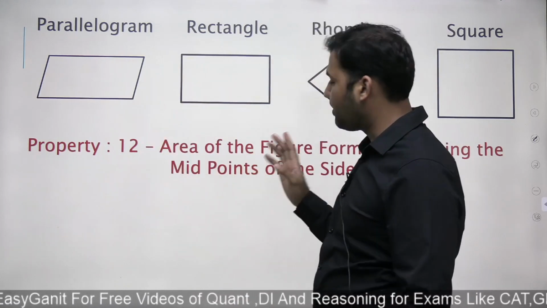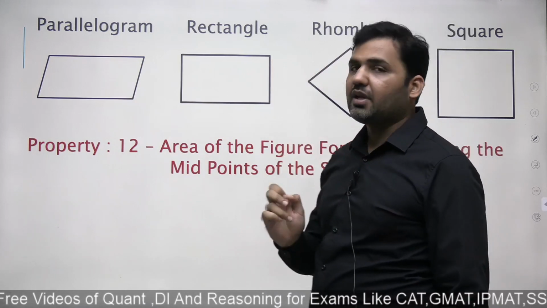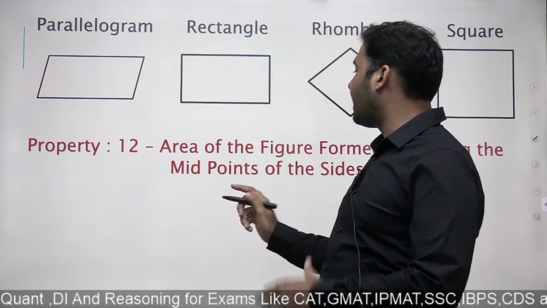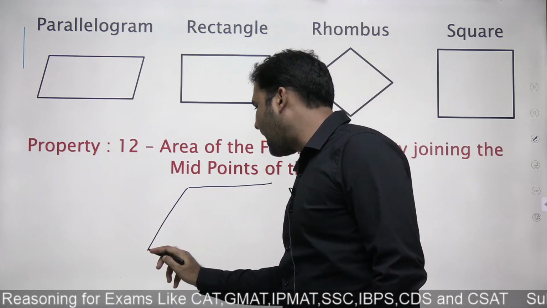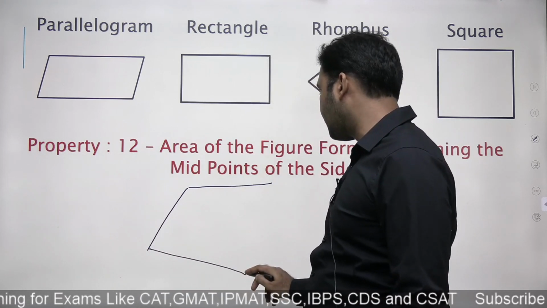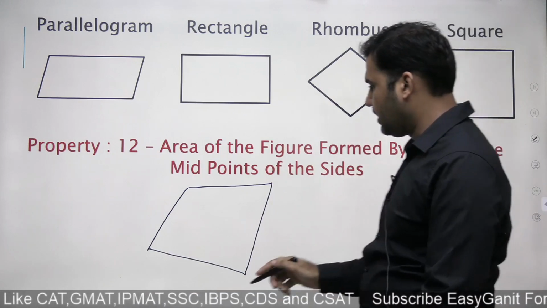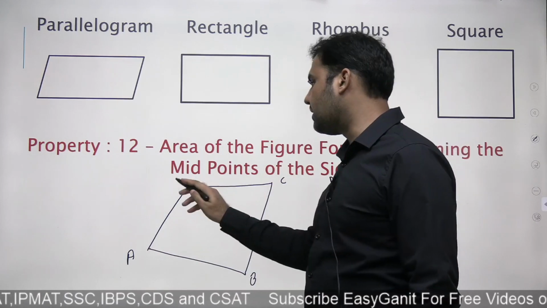In fact, this is a property which is not just applicable for all of these 4 figures. In fact, it is applicable for any type of quadrilateral, right? I'm not taking any parallelogram, rectangle, rhombus or square. I'm taking any random quadrilateral, right? Let's talk about this quadrilateral, which is not a parallelogram, rectangle, rhombus or square. Any random quadrilateral, you see that A, B, C, D.